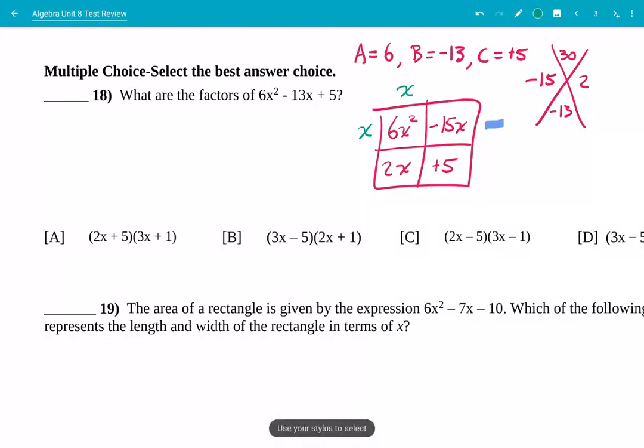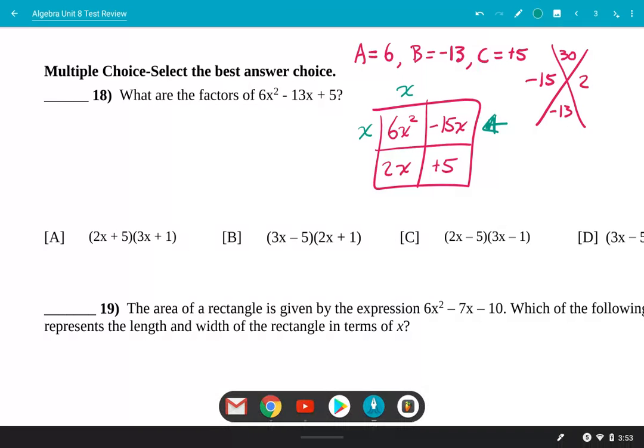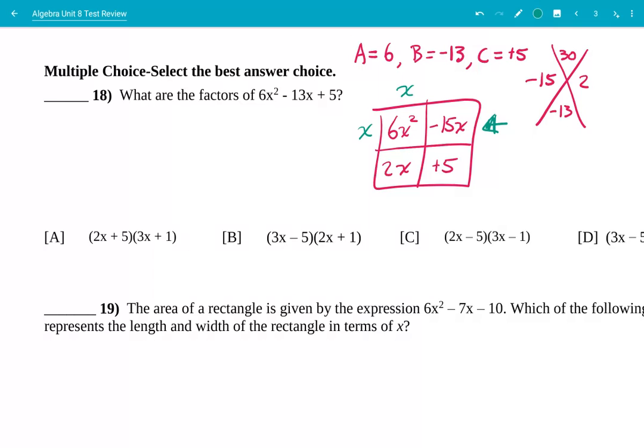So let's look at this row right here, the top row. What's in common between those two? Well, 6 doesn't go into 15 evenly, so I can't use 6, but I know that 3 does. So I can pull out a 3. And now let's ask this. What times 3 gives me 6? That's 2. What times 3 gives me a minus 15? That's a minus 5. And then look at here. Minus 5. What times minus 5 gives me a positive 5? Well, that would just be a negative 1. So my factors are 2x minus 5 and then 3x minus 1.